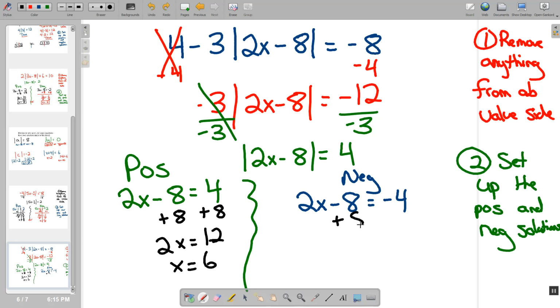On this one, I'm going to add 8 to both sides. And I get 2x equals positive 4. So x is equal to positive 2. It can be either of these two answers. And that is solving absolute value equations.